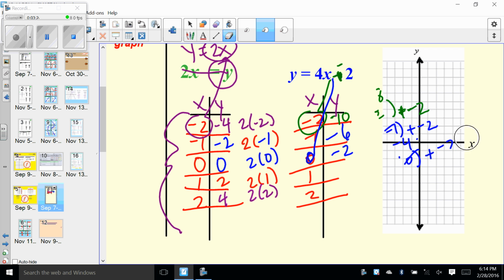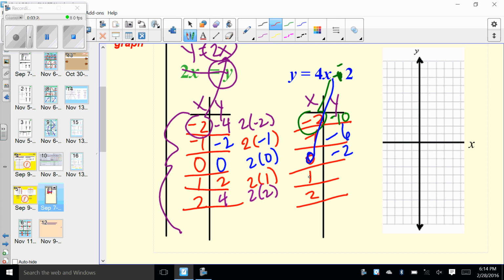I'm actually going to come back and erase these because it's getting quite sloppy over here. As I keep solving, we're going to keep plugging in. We're going to plug in a 1.